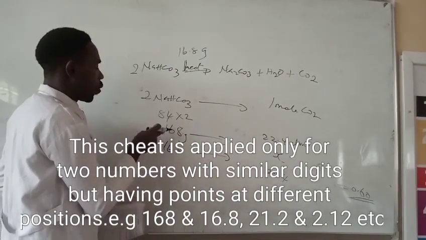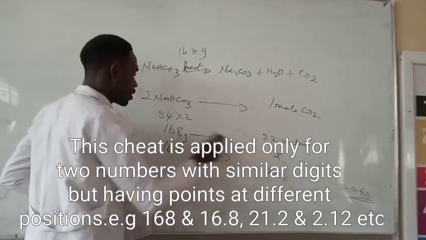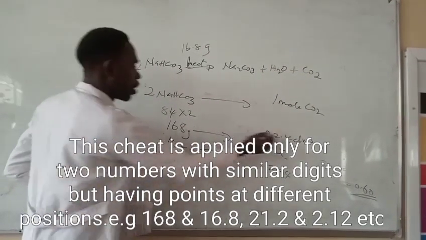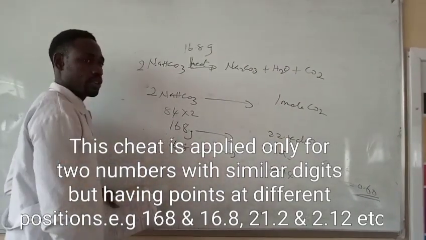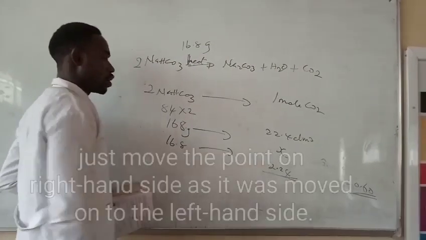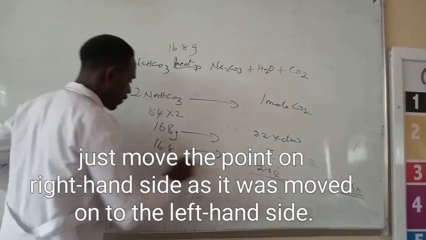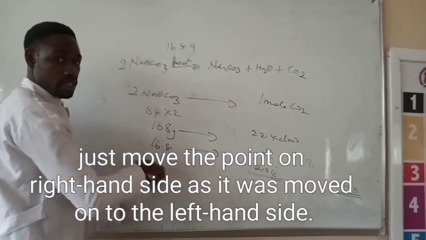If you set it this way, 168 gave you 22.4 dm³. For 16.8, they just shifted this point here. So you come here and shift the point in the same direction. So at the end, you find out that the answer is 2.24.